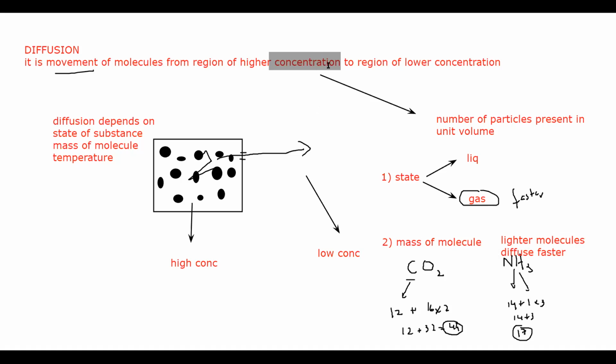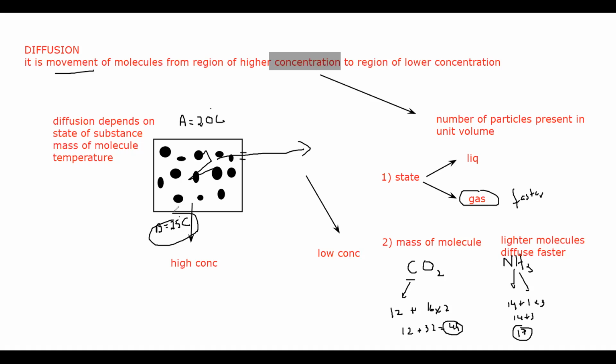And it also depends on the temperature. Like if I say this container on day one was at a temperature of 20, and on day two the container was at a temperature of 25, having the same amount of molecules, in which condition will diffusion occur at a faster rate, A or B? Day one temperature is 20, day two temperature is 25. So at 25, because higher temperature means particles have more energy. If the particles have more energy, they will diffuse much faster.